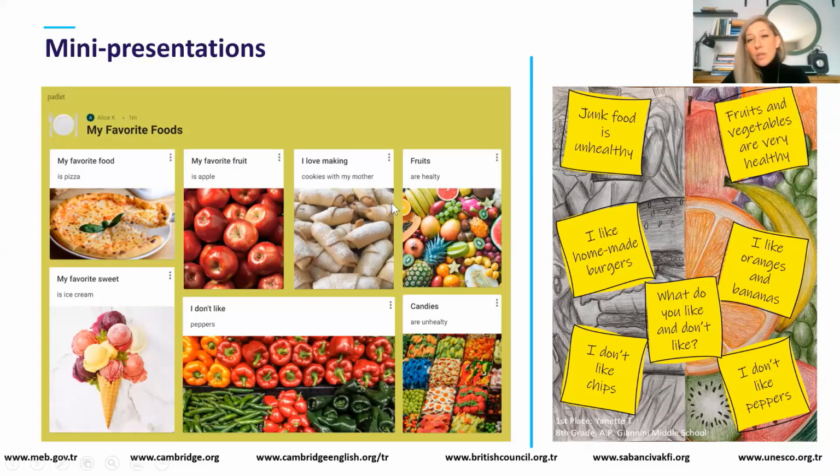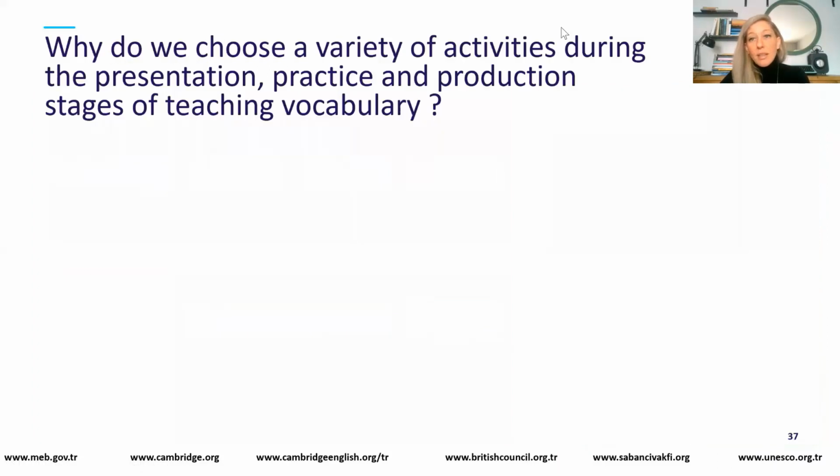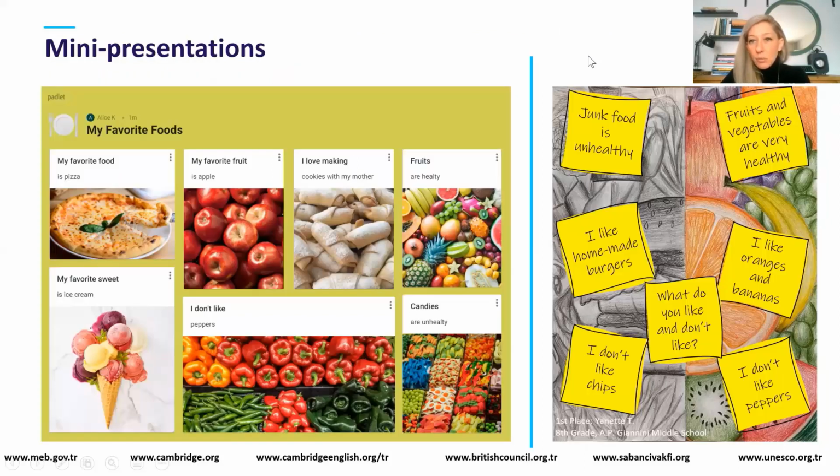Or they can do it the old school way, which I still love. They can create a poster and put some post-its on it. Junk food is unhealthy. Fruit and vegetables are very healthy. I like homemade burgers, if we're talking about burgers. I don't like chips. Or I like oranges and bananas. I know it sounds like a song. I don't like peppers.